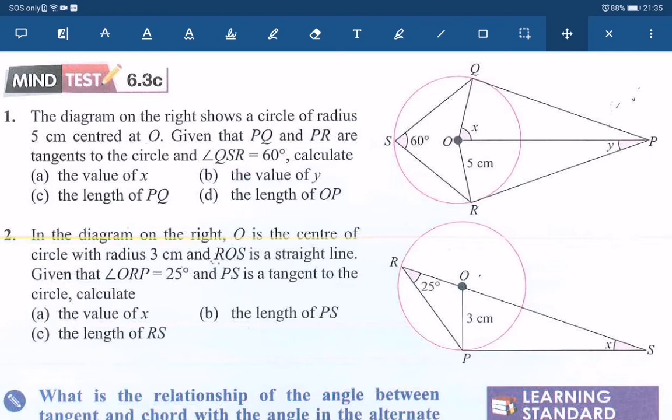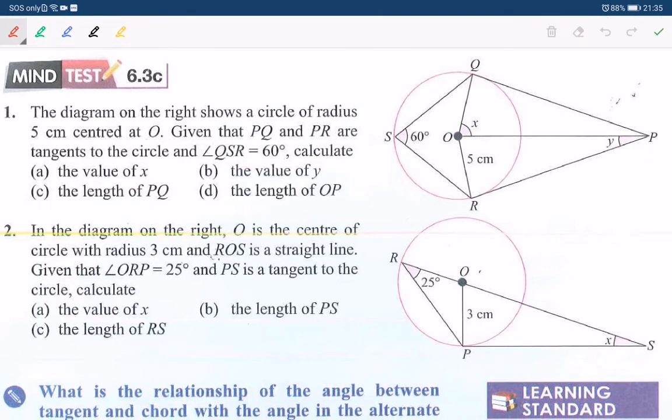they give you the diagram on the right, showing a circle of radius 5 cm centered at O. So 5 cm is the radius. Given that PQ and PR are tangent to a circle, remember whenever they say it is a tangent to a circle, that means we can write it here. It's 90 degrees. It's 90 degrees.